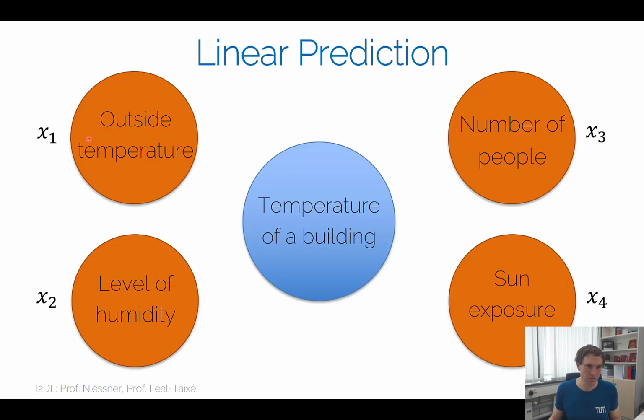Could be an outside temperature, this is our first feature, right? There's the level of humidity, that's our second feature. There's the number of people in the room, that's our third feature. And there's the fourth feature, which is the sun exposure, basically is my room being exposed to the sun. And all of these input parameters are being fed into our model.